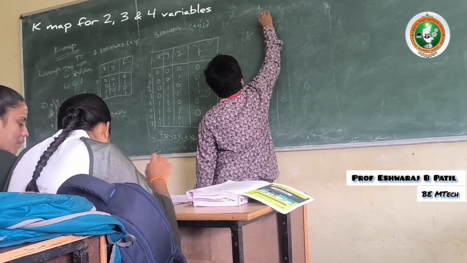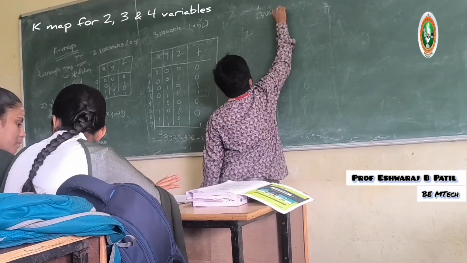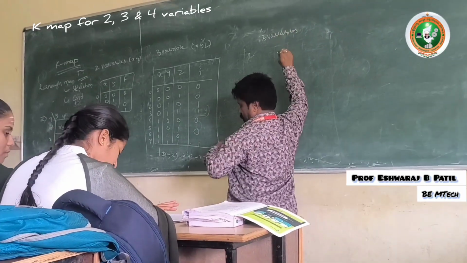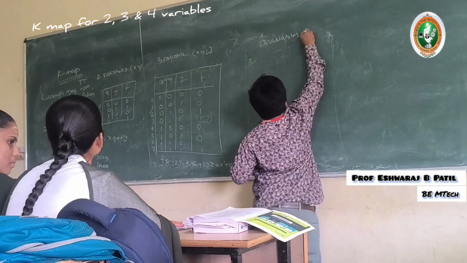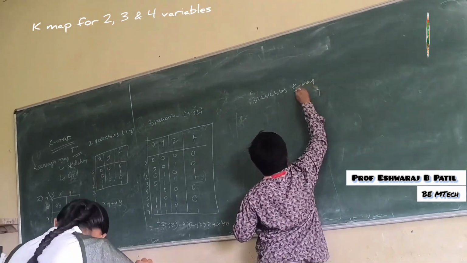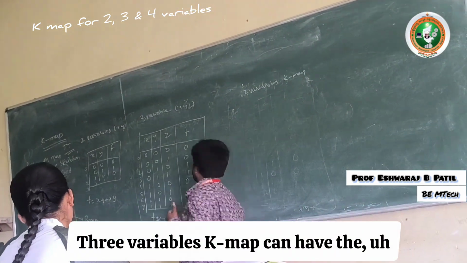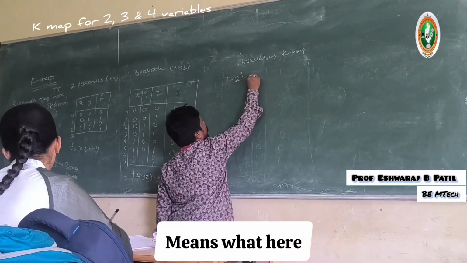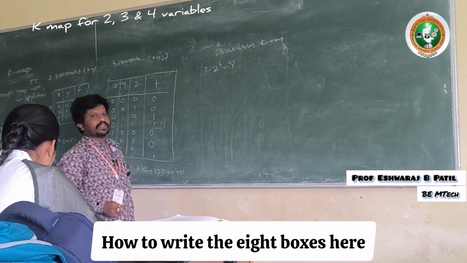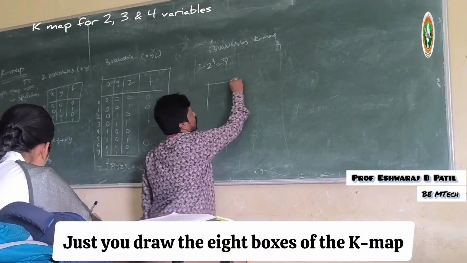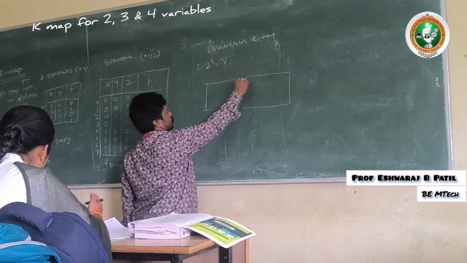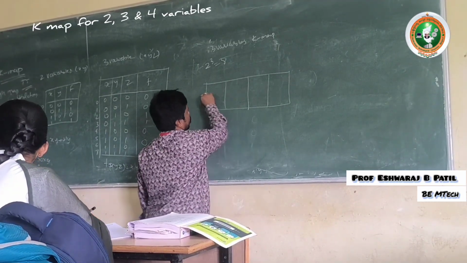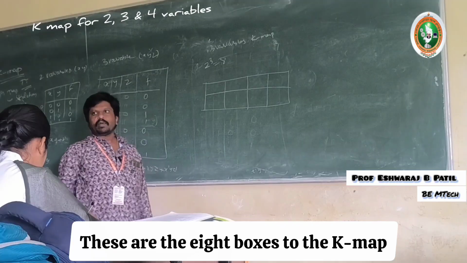Three variables K map. A three variable K map can have how many boxes? 2 to the power of 3, which means 8 boxes. How do we write the 8 boxes? Just draw the 8 boxes of the K map. These are the 8 boxes of the K map.